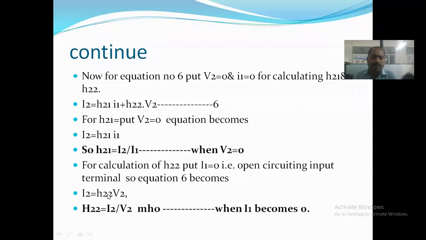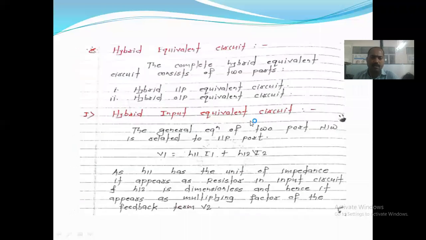Now H22 is nothing but I2 divided by V2, but when that term comes, we have made I1 equal to 0. So I1 becomes 0 only when we find out H22. In this equation, we find four things: H11, H12, H21 and H22. These four are nothing but the hybrid parameters of the transistor.